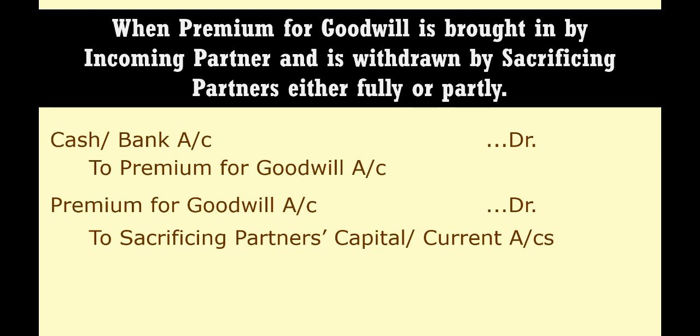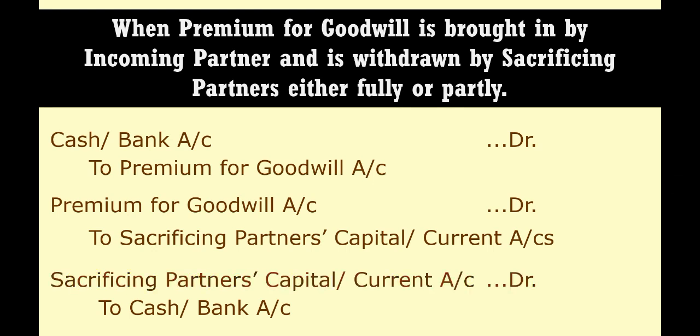Now the amount which sacrificing partners are getting, they are withdrawing from the business either fully or partly. So by whatever amount they withdraw, cash will go from the business, so credit cash or bank account. Whenever partners withdraw any amount, that is called drawing, and drawing decreases partners capital. Partners capital account balance is credit, so to decrease it we will debit sacrificing partners capital or current account.